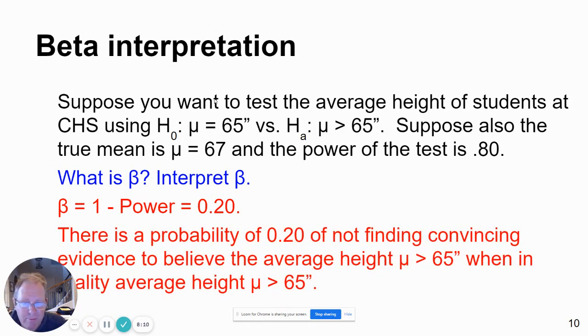Here's my interpretation of beta. There's a probability of 0.2 of not finding convincing evidence to believe that the average height is greater than 65 when in reality the average height is greater than 65. Okay, so 0.2 probability of failing to reject the null when we actually should have rejected the null.